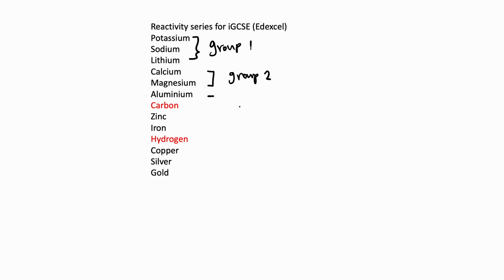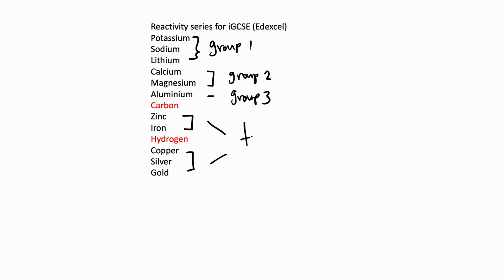Aluminum is in group 3. So it needs to lose 3 electrons. Now does it kind of make sense? The more electrons you need to lose, the more energy, the more stuff you need, right? It's going to be harder, so it's going to make it less reactive. Then we have just carbon and hydrogen for comparison. I'll explain why in just a second. Then we have zinc, iron, and also copper, silver, and gold.